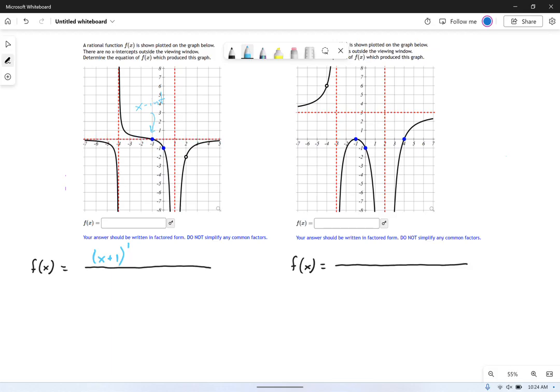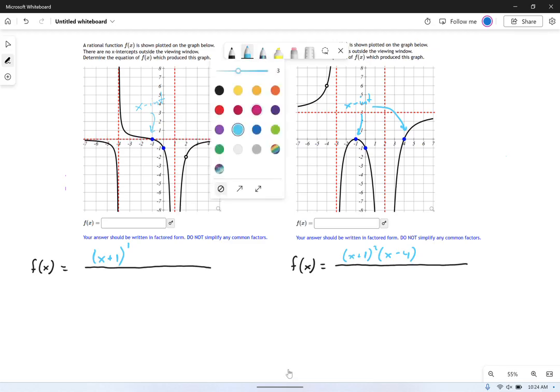On the right, I've got an x-intercept in several places. There's one, and there's one over there. So those factors are going to be x plus 1 squared, because it's bouncing, and the one over here is going to be x minus 4. So there's your x-intercepts.